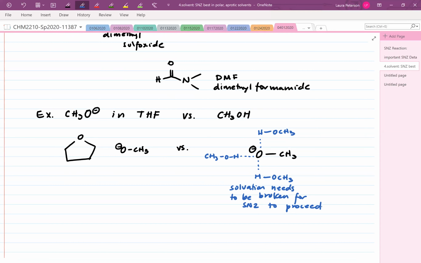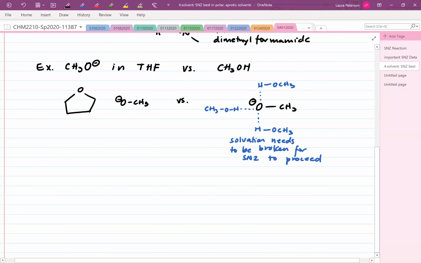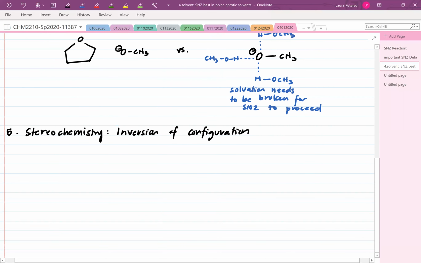Okay, so the last thing that I want to talk about today is going to be the stereochemistry. We also already looked at this when we were looking at the mechanism, but I want to look at some examples. So the stereochemistry of SN2 is we are going to have inversion of configuration, and this is due to that backside attack. Okay, so let's look at an example.